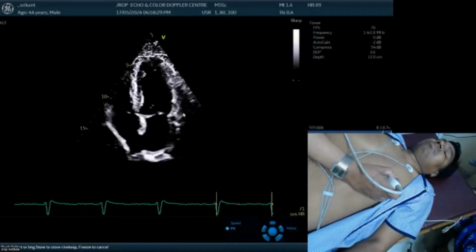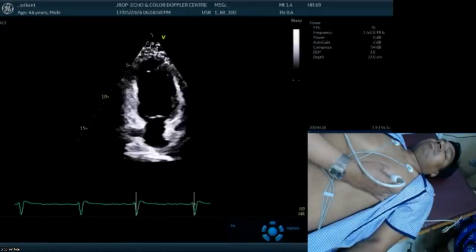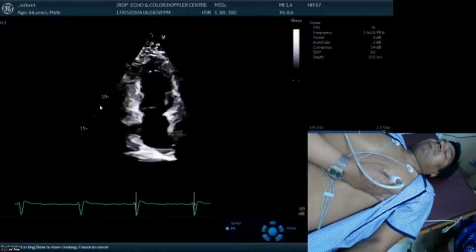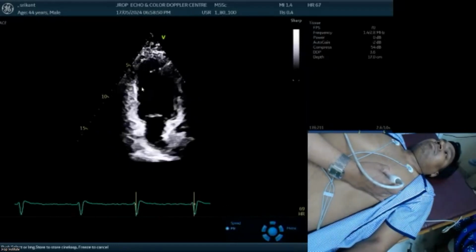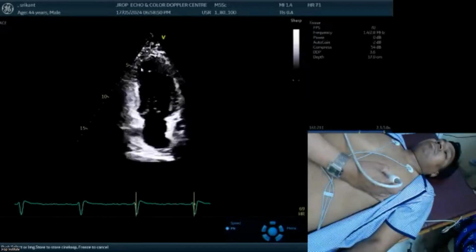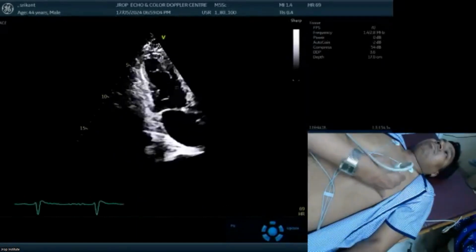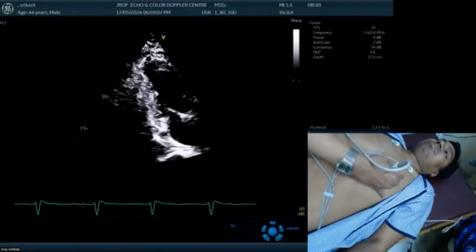Rotate my transducer 90 degrees. What I'm going to get is the 2-chamber view. Here is the anterior wall, inferior wall. This is the anterior wall. Whole of the anterior is supplied by LAD, apical inferior supplied by LAD, middle basal inferior supplied by RCA. So I'm going to rotate my image further. Go to a 3-chamber view.